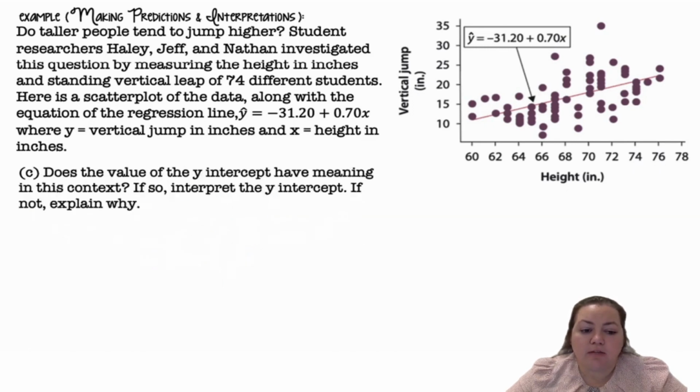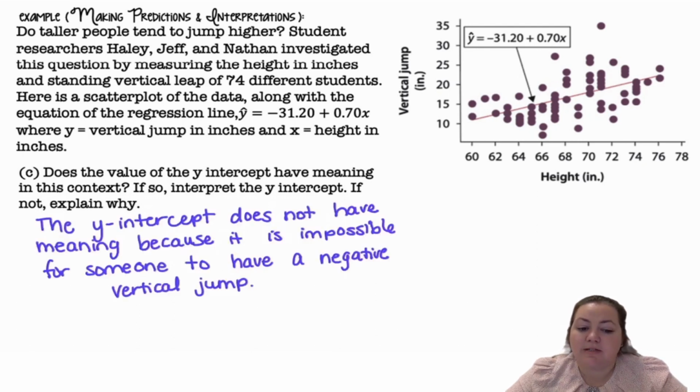Does the value of the y-intercept have meaning in this context? If so, interpret the y-intercept. If not, explain why. So my y-intercept is a, the negative 31.2. So the y-intercept does not have meaning because it's impossible for somebody to have a negative vertical jump.